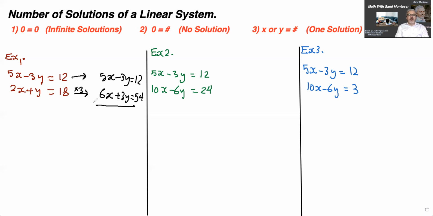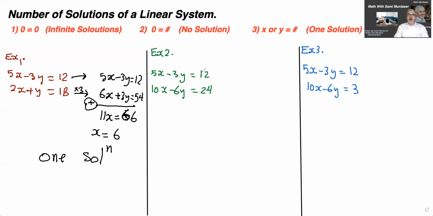Now I'm going to use the method of elimination. Since this is negative 3y and this is positive 3y, they have opposite signs. I'm going to add the two equations. So I'm going to get 11x equals, sorry, 11x equals 66. That's what I meant, 66. And therefore, x equals 6 when you divide both sides by 11. So here, if x equals a number or y, it doesn't matter, then you have one solution. And therefore, here we have one solution.